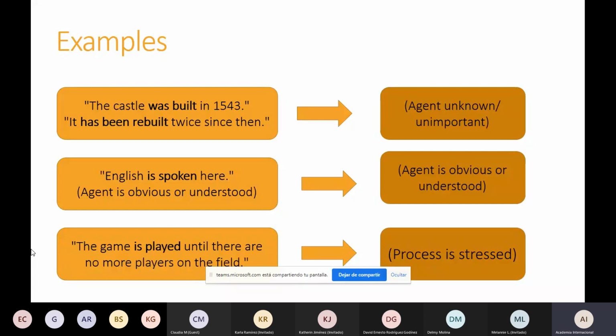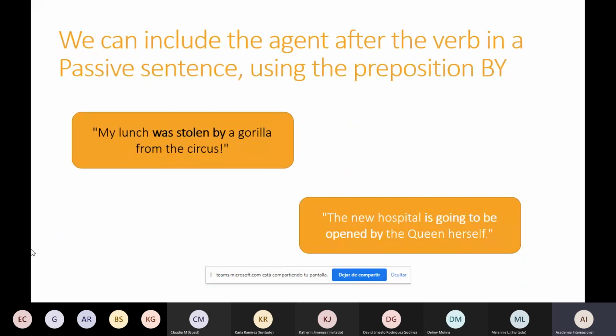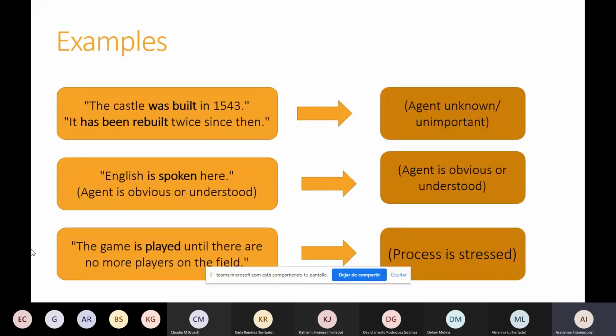The game is played until there are no more players on the field. Ok, no sabemos qué tipo de juego y por quién está siendo ejecutado. Bueno, en este caso en el pasado fue ejecutado. The game is played until there are no more players on the field. Y también puede ir en el presente. Ahora bien, en este caso, ese es el passive voice cuando no mencionamos al hechor, al doer, como mencionamos.